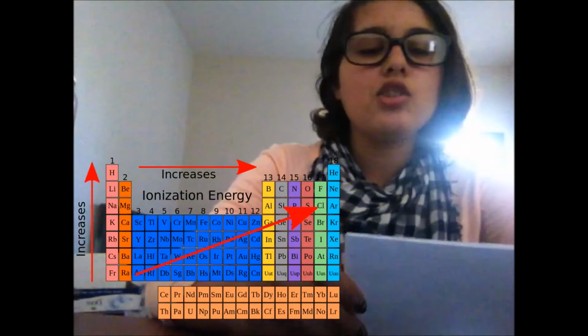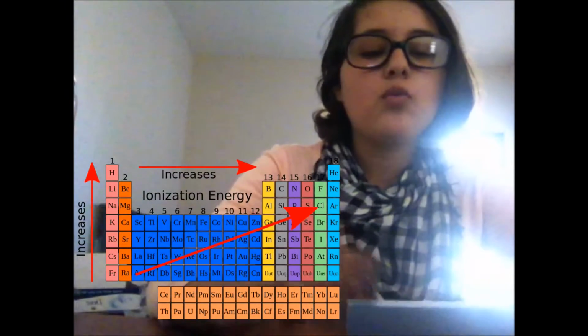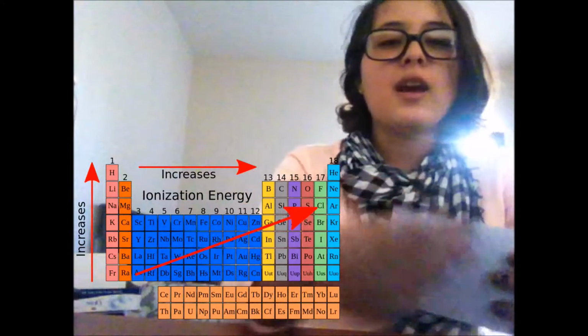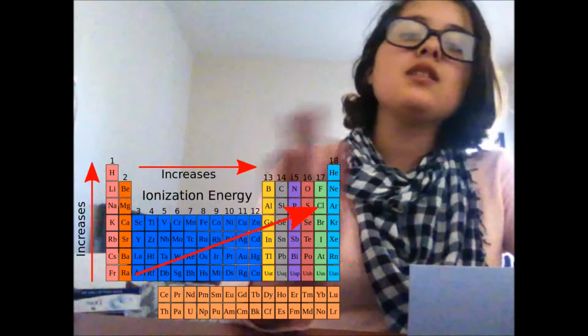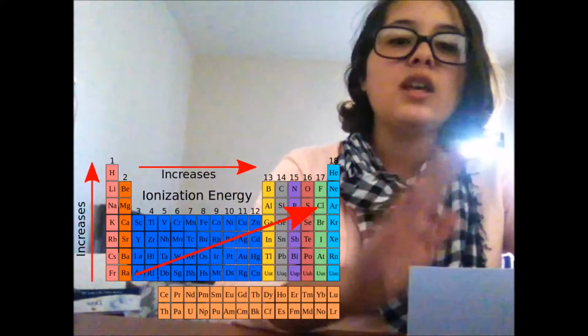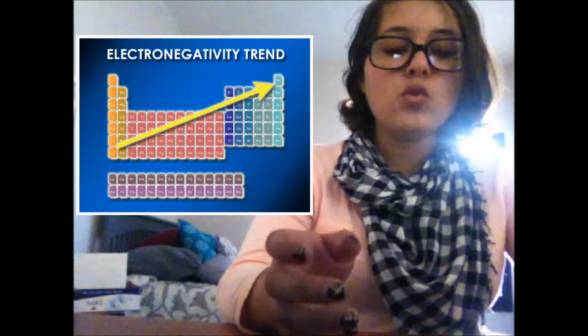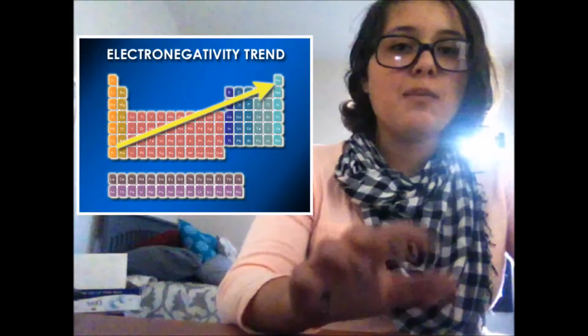The first thing that we're going to be talking about is ionization energy, which is the energy needed to completely remove one electron from an atom. As you can see from the picture that I have right here, the ionization energy increases as you get closer to helium.